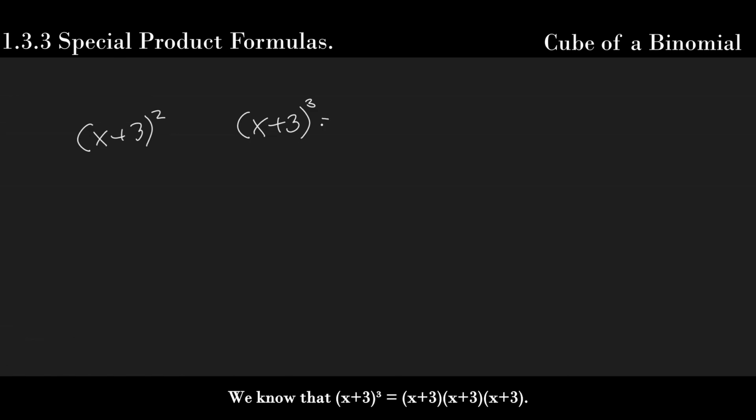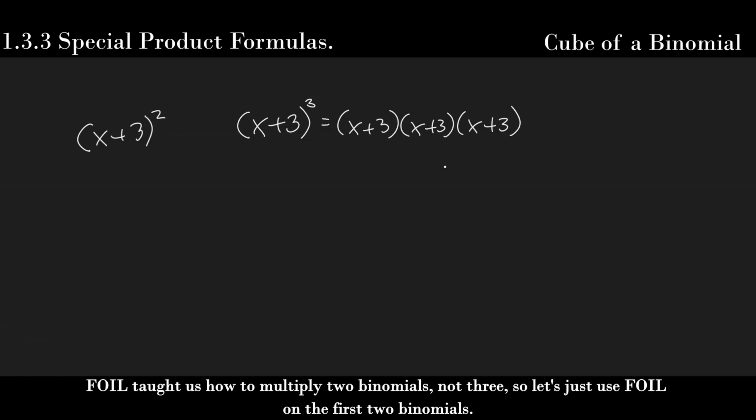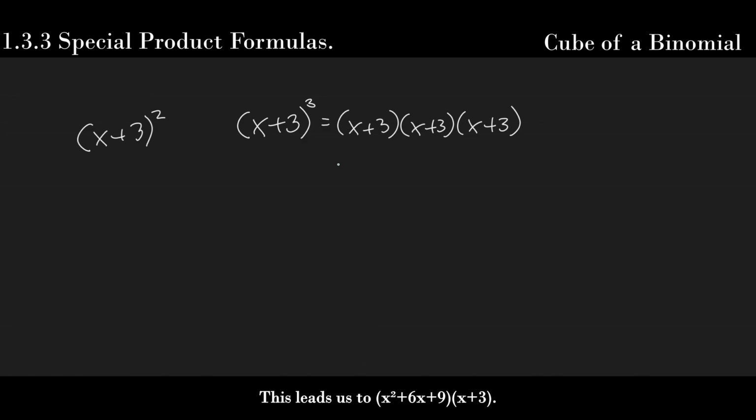We know that (x + 3)^3 is equal to (x + 3)(x + 3)(x + 3). FOIL taught us how to multiply two binomials, not three. So let's just use FOIL on the first two binomials. This leads us to (x² + 6x + 9)(x + 3).